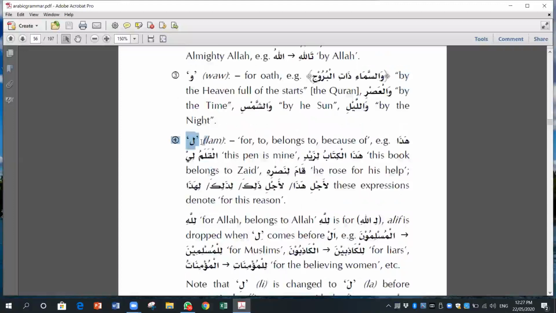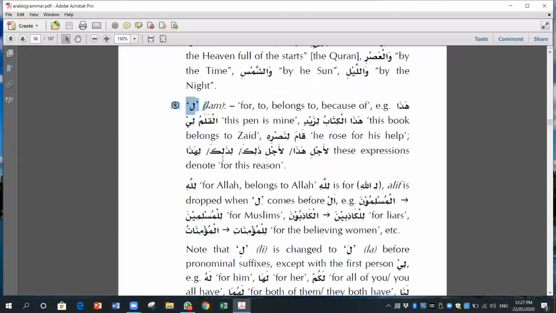Fourth one is lam. Lam is used either li or la, with kasra or fatha. If it is a normal noun, it will always come like li. The example is lillahi, right? It is actually li and Allah, right? So li Allah doesn't make sense, so this alif is removed, deleted, and this lam is joined with this, and it becomes lillahi, for Allah.